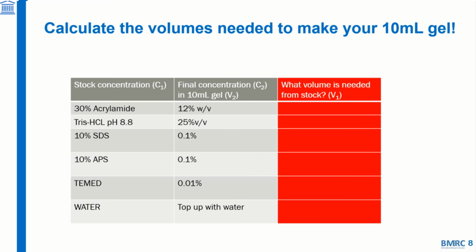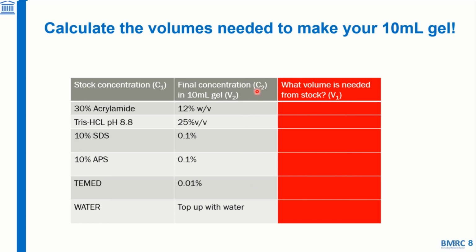Before you continue into the materials and methods, as a way of practicing biochemical calculations using the formula C1V1 equals C2V2, here is a table of a number of reagents to be used to make an SDS-PAGE gel. So, calculate the amount of the stock reagent that you need. The stock reagent is on this left side given to you, and you need to calculate the amount that you need to take to make the final reagent of 10 ml of gel.